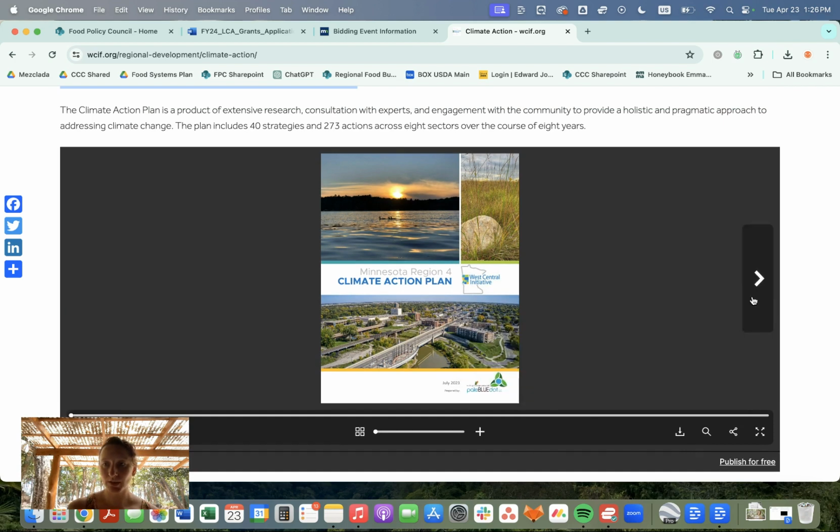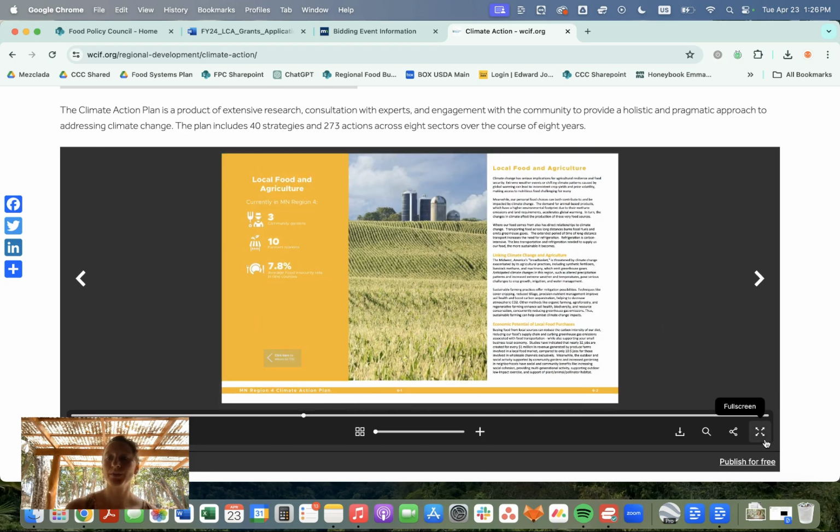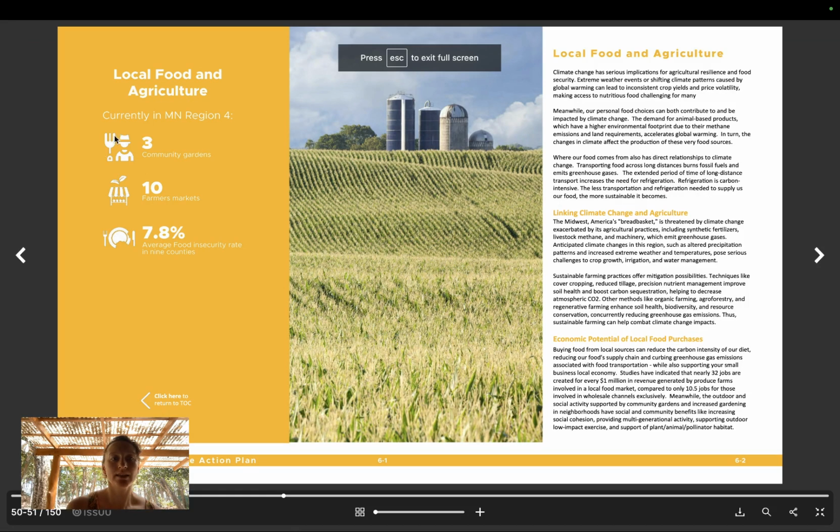Now, what's cool about this is that when you go into the content, you can see that there is a particular section called local food and agriculture. This shows in Region 4. I think that this number is vastly underrepresented. 3 community gardens, absolutely not. We have more than that. Whoever did the research on that is clearly not plugged into the food system space. We won't focus our time on talking about that.